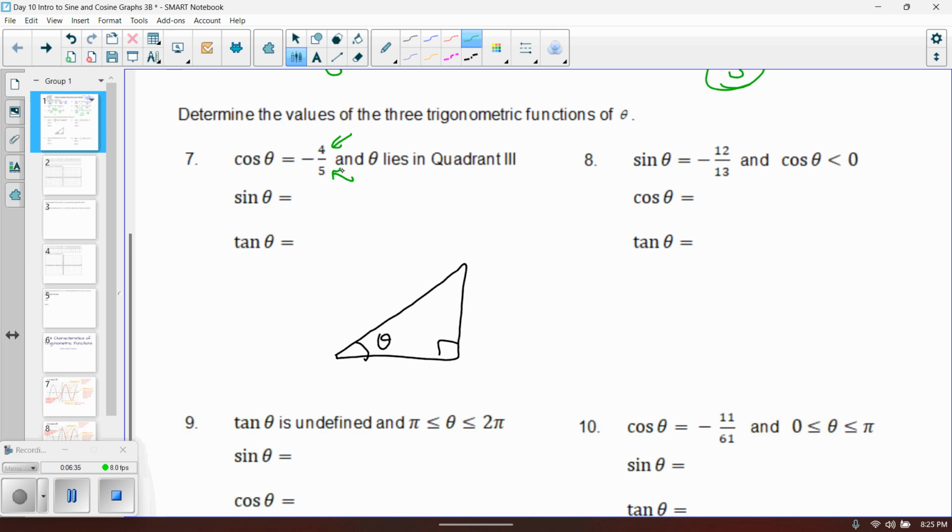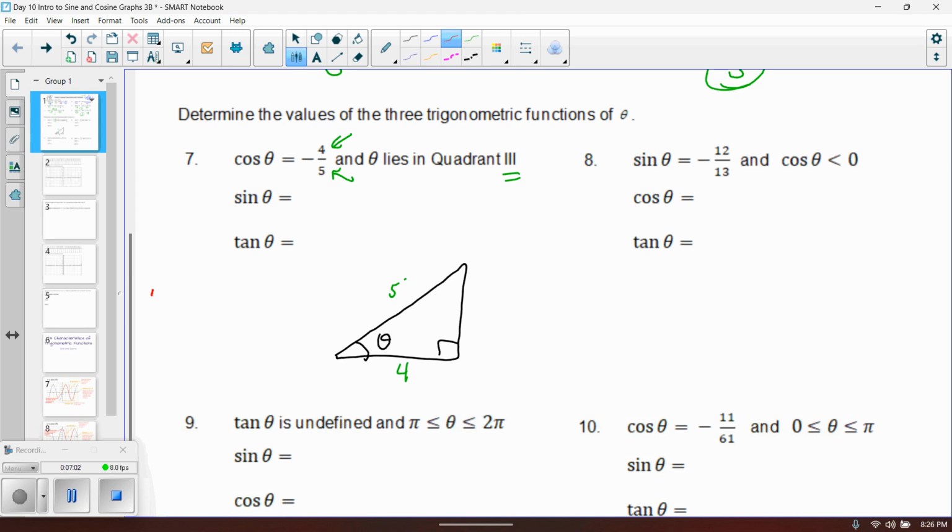The adjacent side is 4. That's here. The hypotenuse is 5. That's here. Okay, we'll deal with the fact that there's a negative sign in just a minute. It does tell us that this lies in quadrant 3. So we know if sine or tangent are going to be positive or negative, again, based upon ASTC. We are going to need to find the missing side. Remember, to find the missing side, you're going to use Pythagorean theorem.